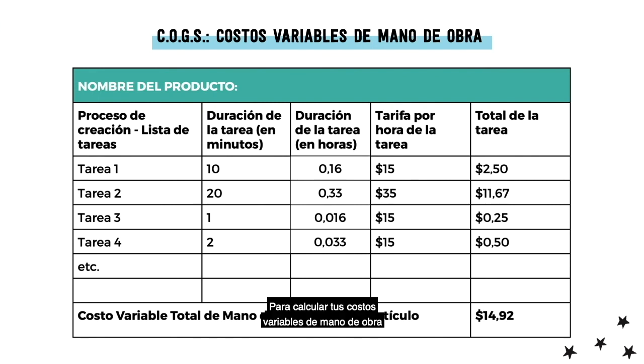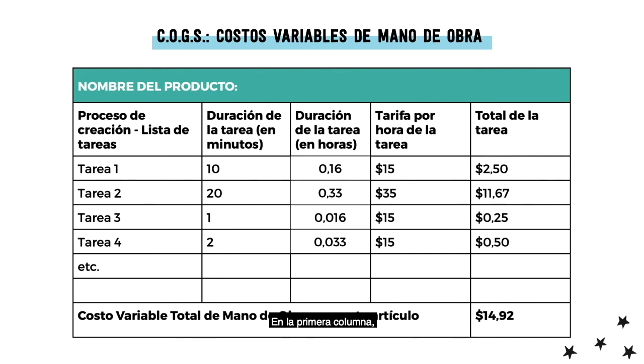So to calculate your variable labor costs for each product, we're going to record each necessary task or step to complete the product from scratch all the way to it being packaged and ready to ship, and the associated cost in a table like the one you can see on your screen right now. That's also, of course, in your workbook.